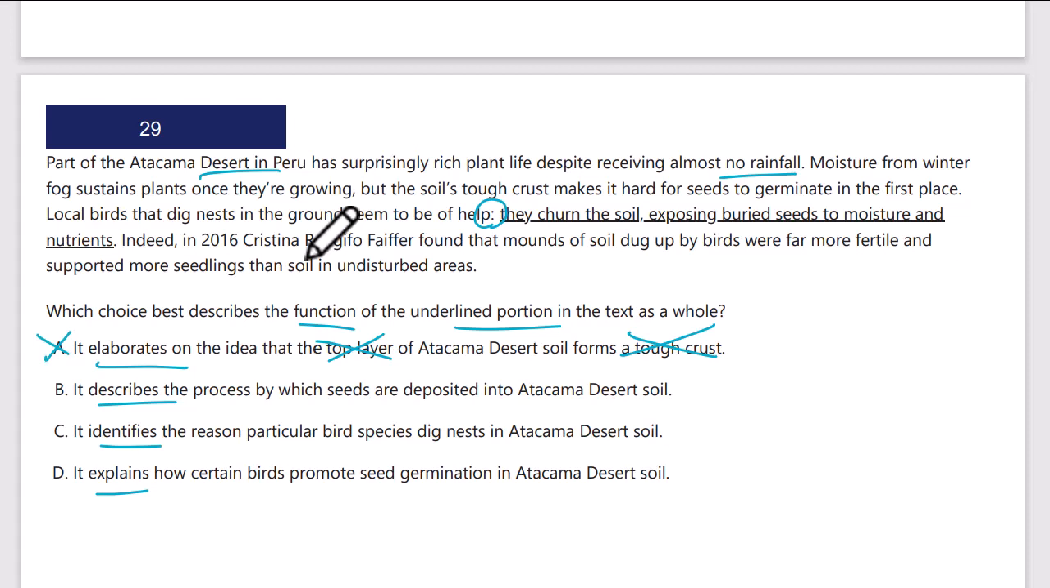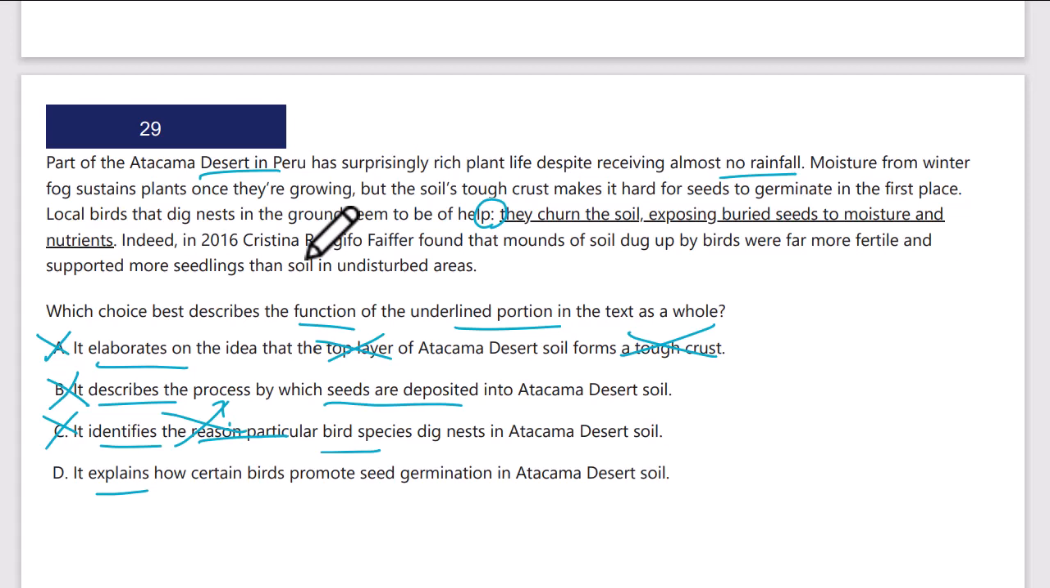A is wrong. B, it describes the process by which seeds are deposited into Atacama Desert soil. Not really. It doesn't say how seeds are deposited. Do they float in the air? Do people deposit them? These are descriptions of how they'd be deposited. That's not really described, right? It says churning up the soil helps them, but it's not describing the process by which seeds are deposited. That's not right. C, it identifies the reason. Again, why? Reason not in there. Particular bird species dig nests. This is not even. They churn the soil, exposing buried seeds to moisture and nutrients. That does not indicate anything about the reason the birds are acting. That's wrong, which makes C wrong.